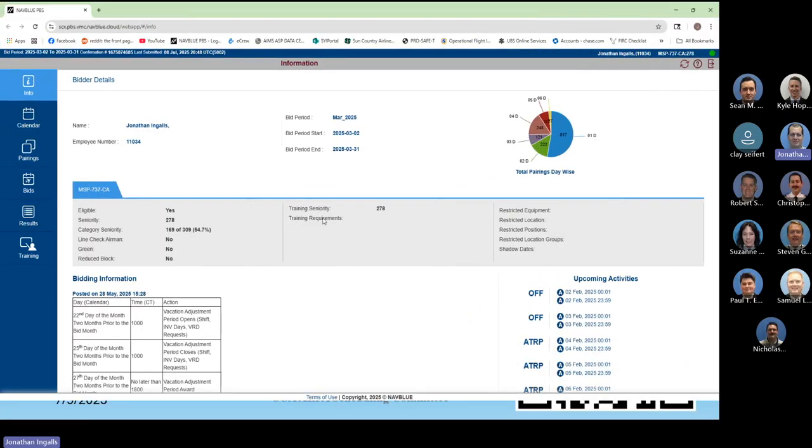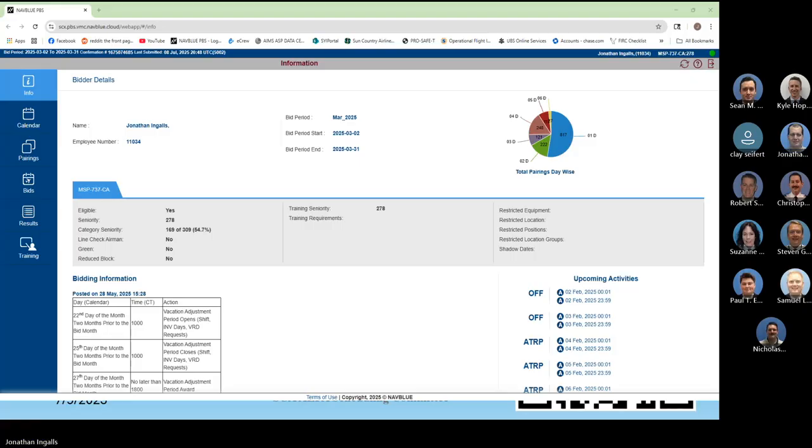So everyone should be in and see a screen that looks like this at this point. This is the bidder interface main screen. This is essentially the bid package, so to speak. What does that mean? What is in here?